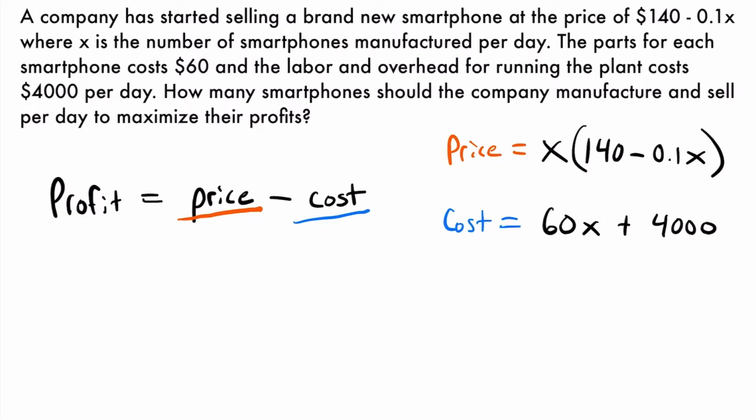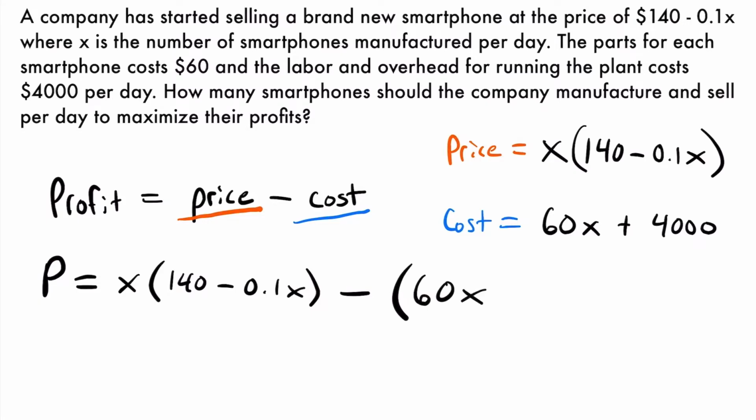All right, and so now we have the price and the cost for this scenario. And so now we can move those into this equation here to represent the profit for this scenario in terms of x. So we'll have that the profit P is equal to the price, which is x times this quantity. So we'll have x times (140 minus 0.1x), and then we will subtract the cost, which is 60x plus 4,000. So we'll put this in parentheses, 60x plus 4,000. All right, and so now we have an equation in terms of x that represents the profit for this scenario.